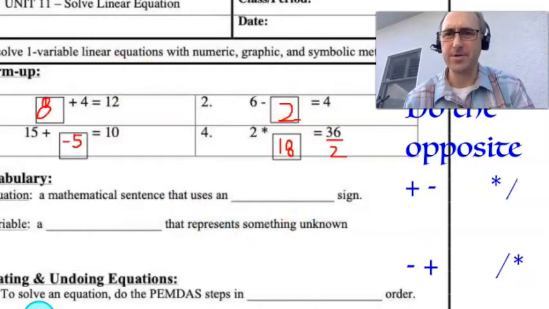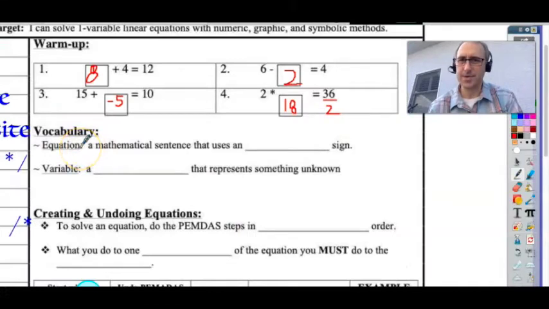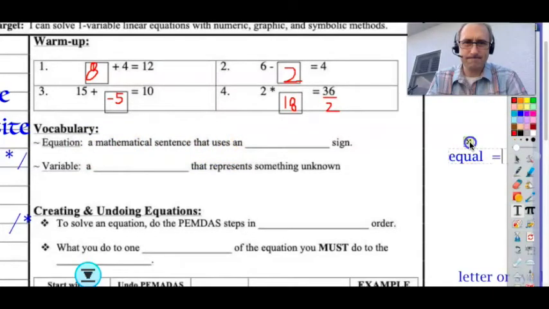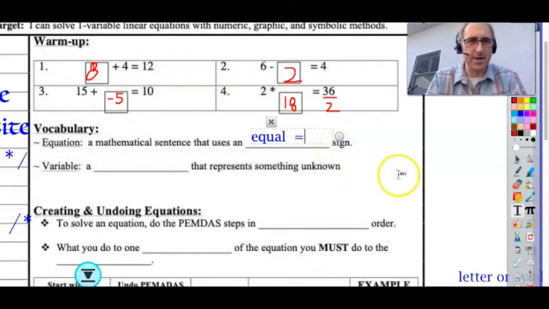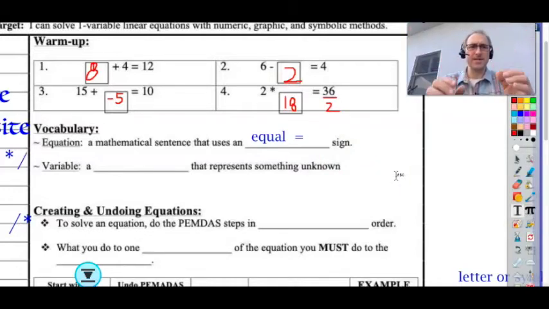Nice. Now I'm going to cover some vocab. First vocab word is equation. An equation is a mathematical sentence that uses an equals sign. Equations use equal signs. Our last unit, combining like terms, we didn't use an equal sign. So there we weren't solving for an unknown. We were just putting x's and non-x's with their like terms. But now we are solving. We're solving for the variable.